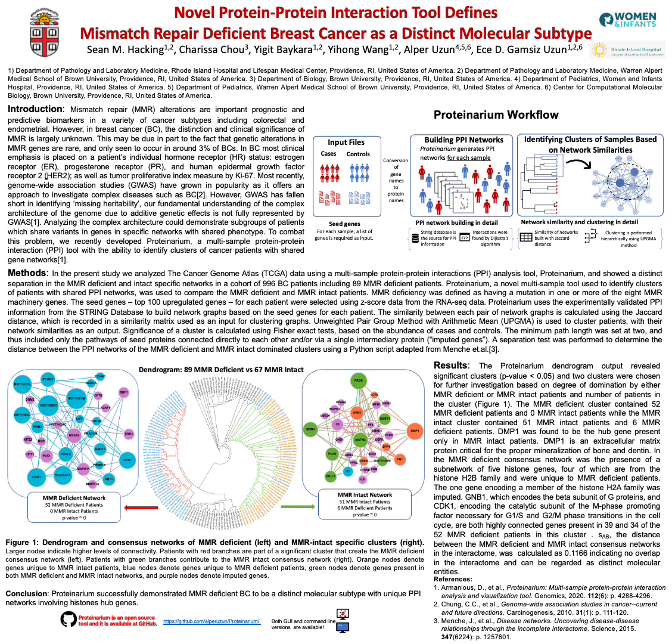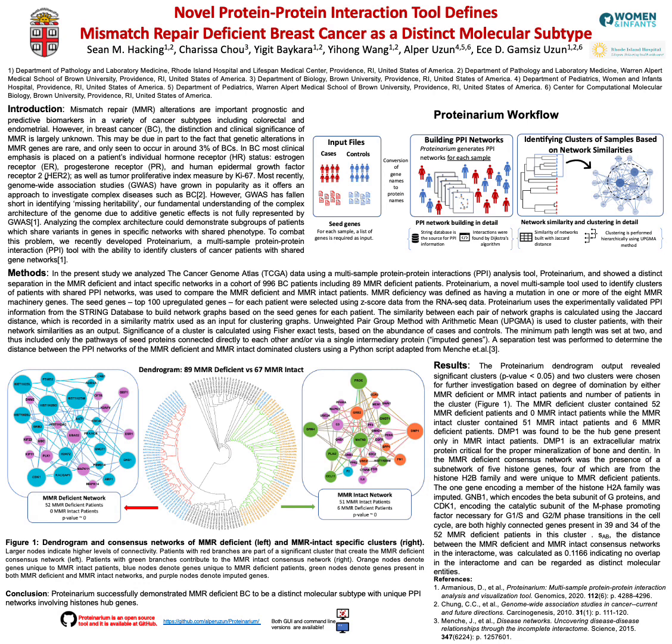The seed genes, the top 100 upregulated genes for each patient, were selected using Z-score data from the RNA-seq data. Proteinarium uses the experimentally validated PPI information from the STRING database to build network graphs based on the seed genes for each patient. The similarity between each pair of network graphs is calculated using the Jaccard distance, which is recorded in a similarity matrix used as an input for clustering graphs. Unweighted pair group method with arithmetic mean, UPGMA, is used to cluster patients with their network similarities as an output. Significance of a cluster is calculated using Fisher's exact test based on the abundance of cases and controls.